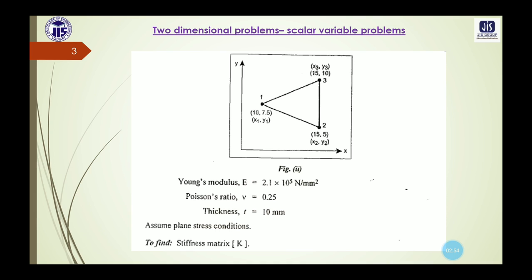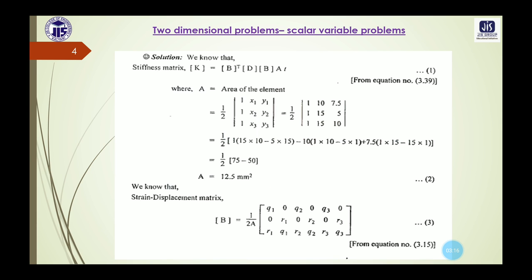We have denoted x1, y1, x2, y2 and x3, y3 corresponding to the nodal points, and the value of Young's modulus, Poisson's ratio and thickness we have written here, which are actually provided in this question. Then we need to find the stiffness matrix, and we need to assume the plane stress conditions. The formula to calculate the stiffness matrix K is equation 1, which is B transpose multiplied by D matrix multiplied by B matrix multiplied by A T. So this is the formula to calculate the stiffness matrix.